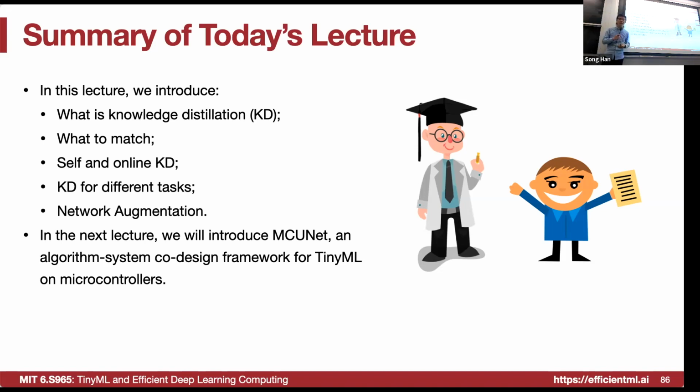Finally, we talked about network augmentation: rather than augmenting the image or the data set, we augment the network to prevent underfitting for tiny models. The next lecture will be an exciting lecture. We are going to introduce MCUNet, as we already have enough knowledge to do a system design, a real world design given a tight resource budget of only 256 kilobytes of memory.